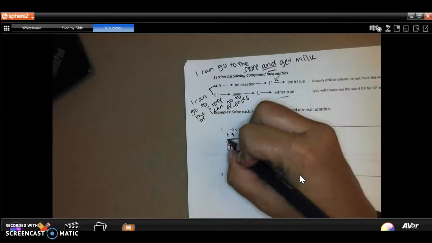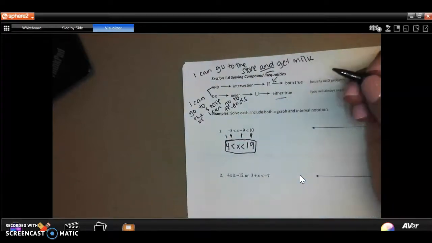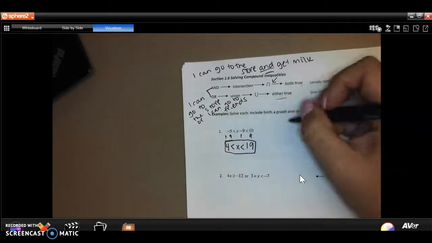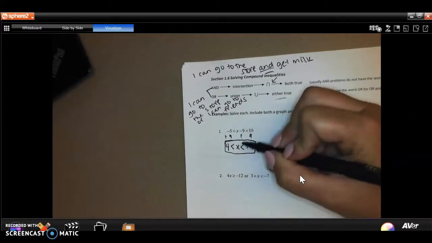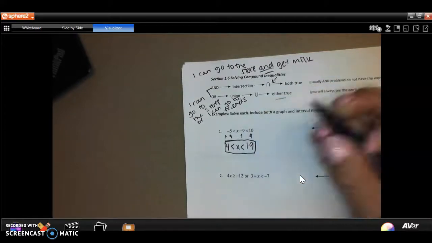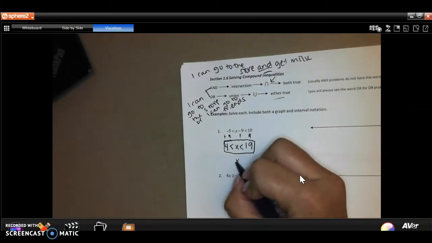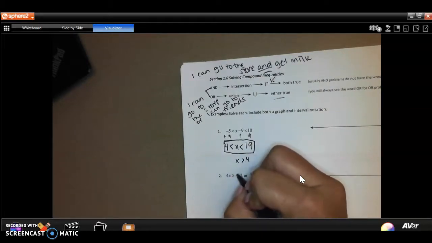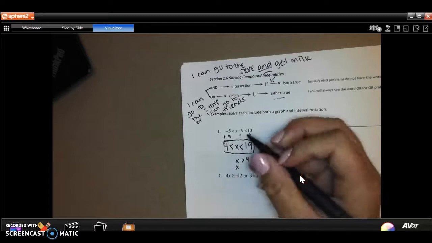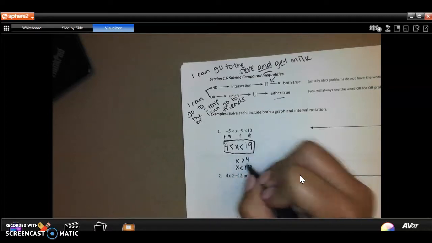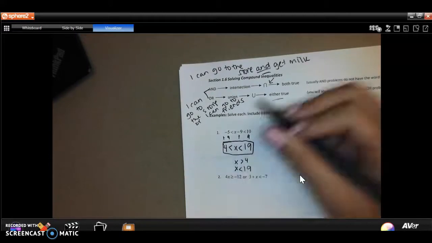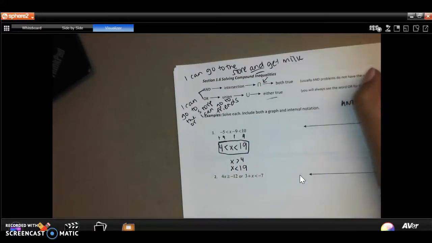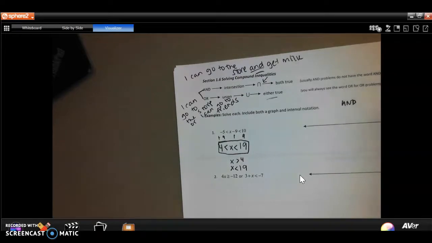What this is saying, this is an and problem, okay? So it says add to both sides. We know it's an and problem because it doesn't have the word or in it, all right? So what this is saying is x is going to be greater than 4 and x is going to be less than 19, all right? So after we've added to both sides, we know this is an and problem. Both are going to be true.